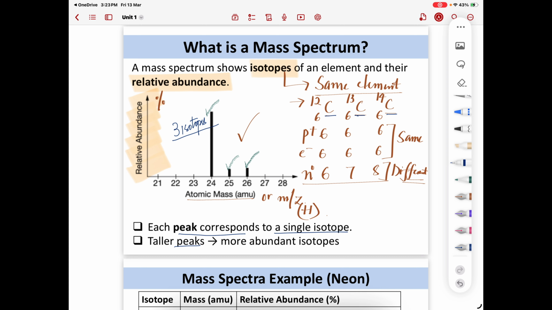Taller peaks: you can see here the height of the peak is varying. The taller peaks mean a more abundant isotope. Here I assume this to be X24. The abundance of this isotope is much greater compared to the isotope with mass 25 and the isotope with mass 26. So the taller the peak, the more abundance. You will find more atoms with that atomic mass or mass number.